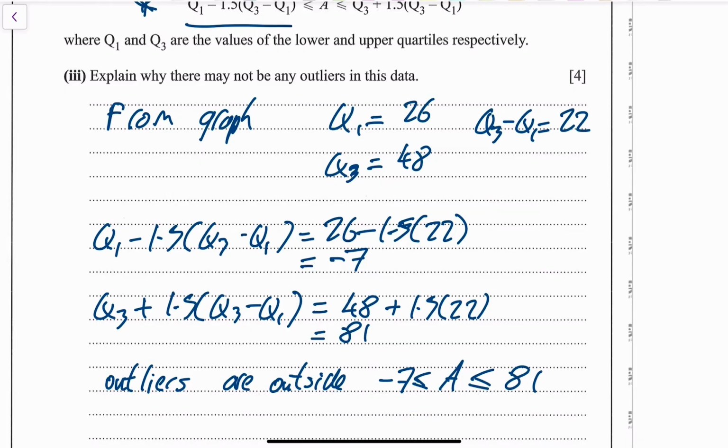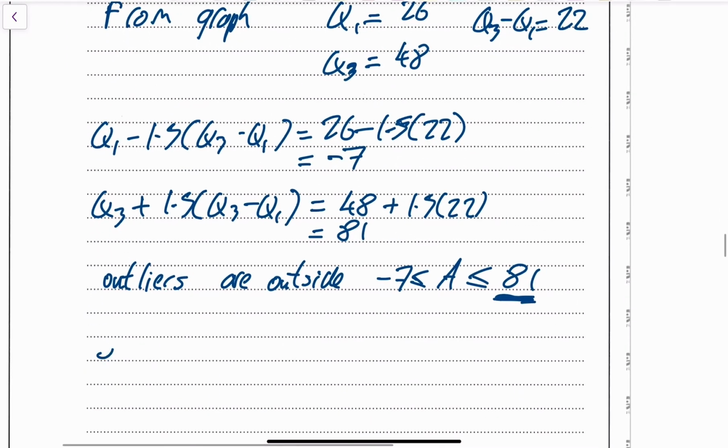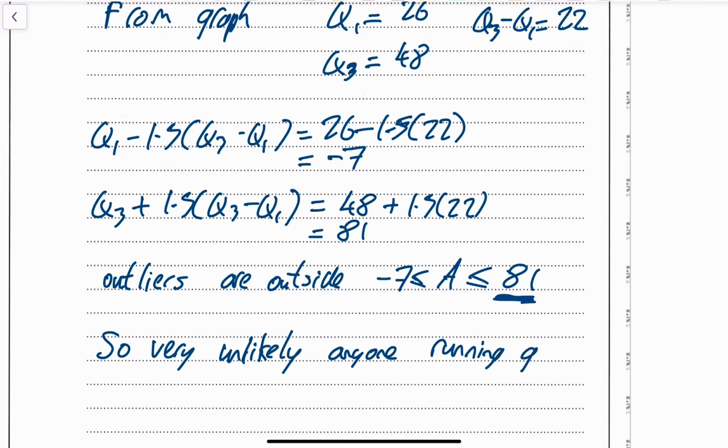And we're talking about a fun run. It's highly unlikely that there's going to be somebody running greater than 81. Okay, so just say, very unlikely anyone running greater than 81 years old. And if they are, fair play. Right, next one.